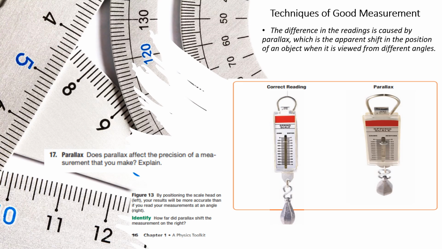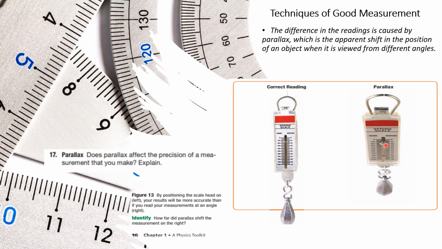Moving on to techniques of good measurement under the same point as well. Here we go with parallax. So here we have the same instrument, same value, but look what's wrong here. In the first, correct reading, we see it straightforward, just in front of our eyes. But what's wrong in the second one? We see it from above.